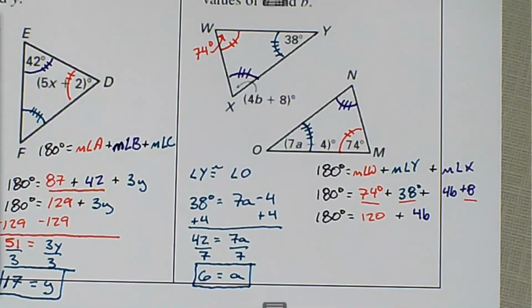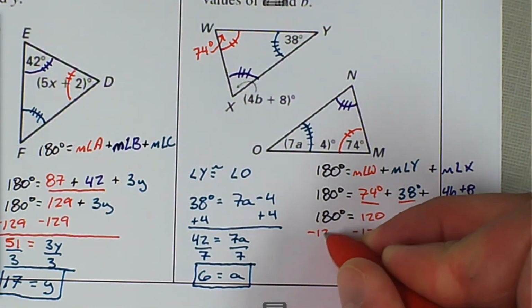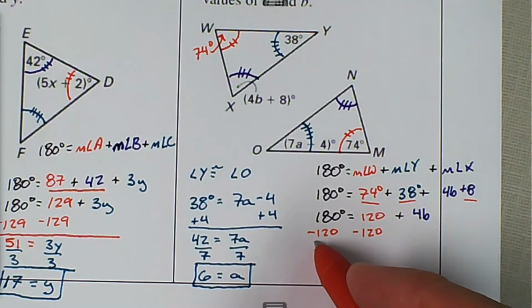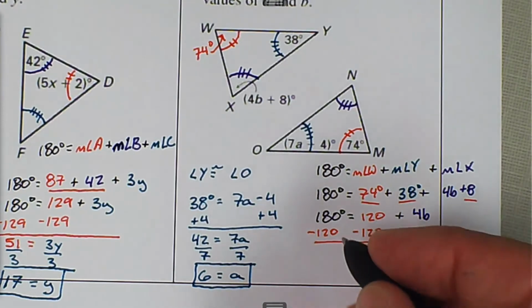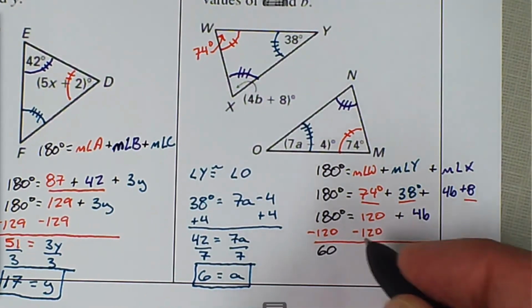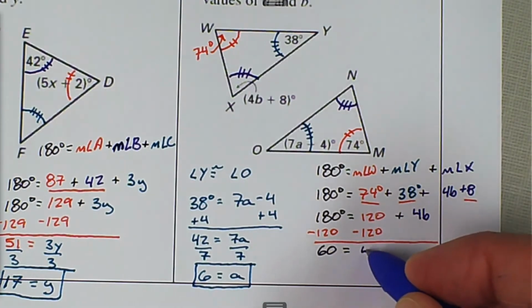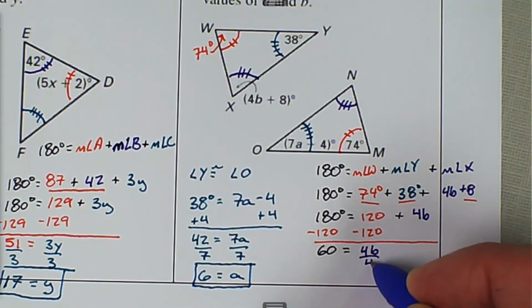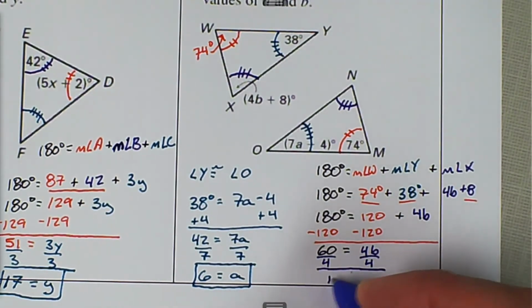Now we can subtract 120, and then we get 60 is equal to, and then we still have our 4b there, and divide both sides by 4, and then we get 15 is equal to b.